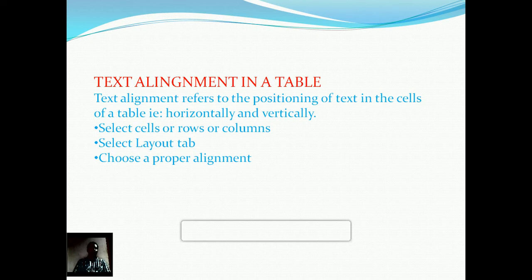From the ribbon, select the Layout tab and choose a proper alignment, because vertically as well as horizontally we have to arrange it. So there are 9 alignment buttons given there. Out of those 9 alignment buttons, we have to select the proper one, which one you need or you decide.